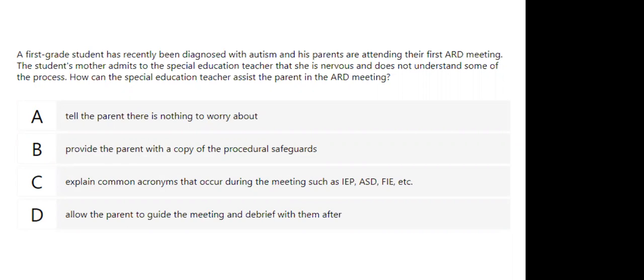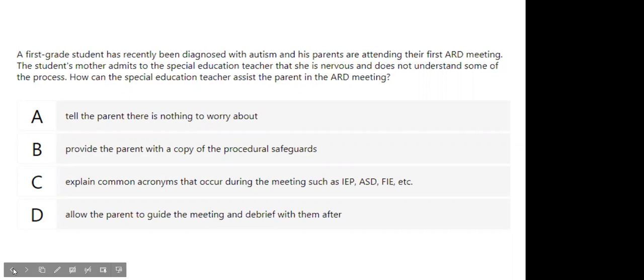If there is some type of disgruntled case going on where the parent is not in total agreement with what the IEP team has presented before them, those procedural safeguards are going to allow that parent to know the process they would go through for a grievance of a decision that they did not agree with.